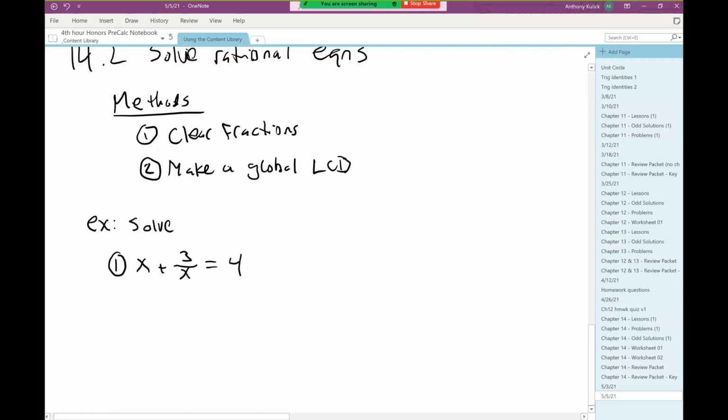But let's start with something pretty easy. So you could do x plus 3 over x equals 4. To clear fractions, what I'm going to do is multiply both sides of this equation by the least common denominator of all the fractions in the problem. In this case, that would just be x. Everybody okay with that? So I'm going to multiply both sides by x.